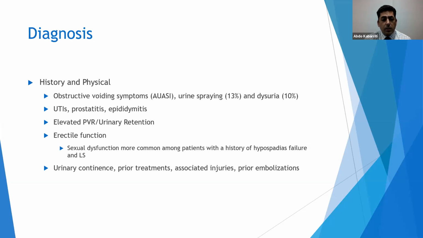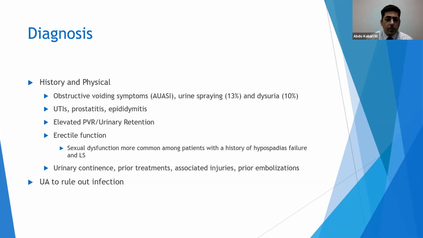Urinary continence could be critical, especially in posterior urethroplasties. Any prior treatments could affect what you offer these patients. Have they had endoscopic treatments? How many have they had? Any associated injuries such as pelvic fracture in the past or any other pelvic injuries, and any prior embolizations, because as we discussed when we spoke about the anatomy, the arterial supply could be affected, and that could affect what you offer these patients.